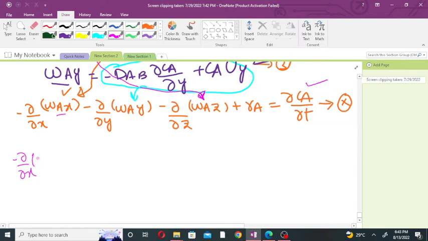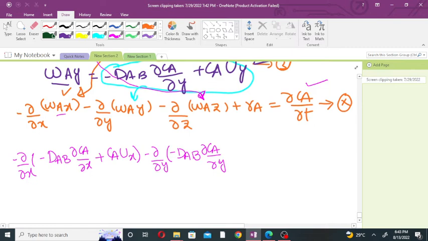So the wx is equal to minus DAB, change in the concentration of component A in the x direction, plus CA and the ux, minus d by dy of minus DAB, change in the concentration of component A in the y direction, plus CA and the velocity of component A in the y direction, minus d by dz of minus DAB, change in the concentration of component A in the z direction, plus the concentration of component A into the velocity of component A in the z direction, bracket close, plus RA.